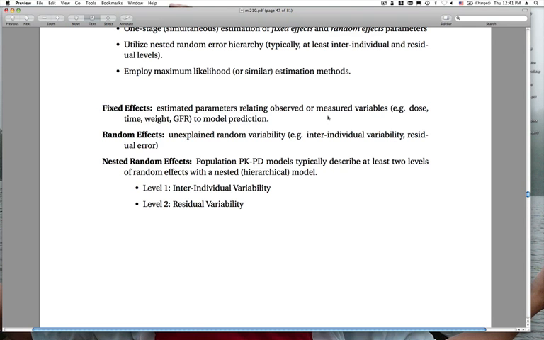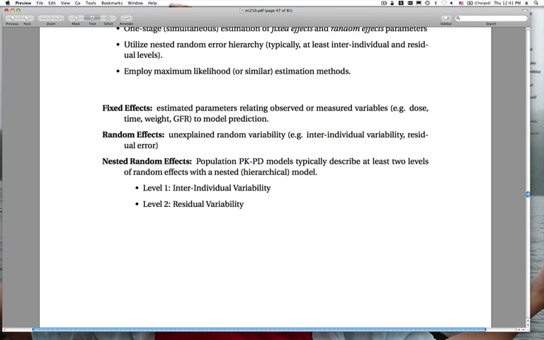And again, the other characteristic is nested random effects, or a hierarchical model, where we have two levels of random effects, at least. Level 1 in population PK models is the inter-individual variability, and level 2 is the residual variability. We'll see how those two fit together in just a moment. Of course, if you can group the data in different ways, you can describe random variability at multiple levels. We're not going to address that in this course. We do talk about that in next semester's advanced course.